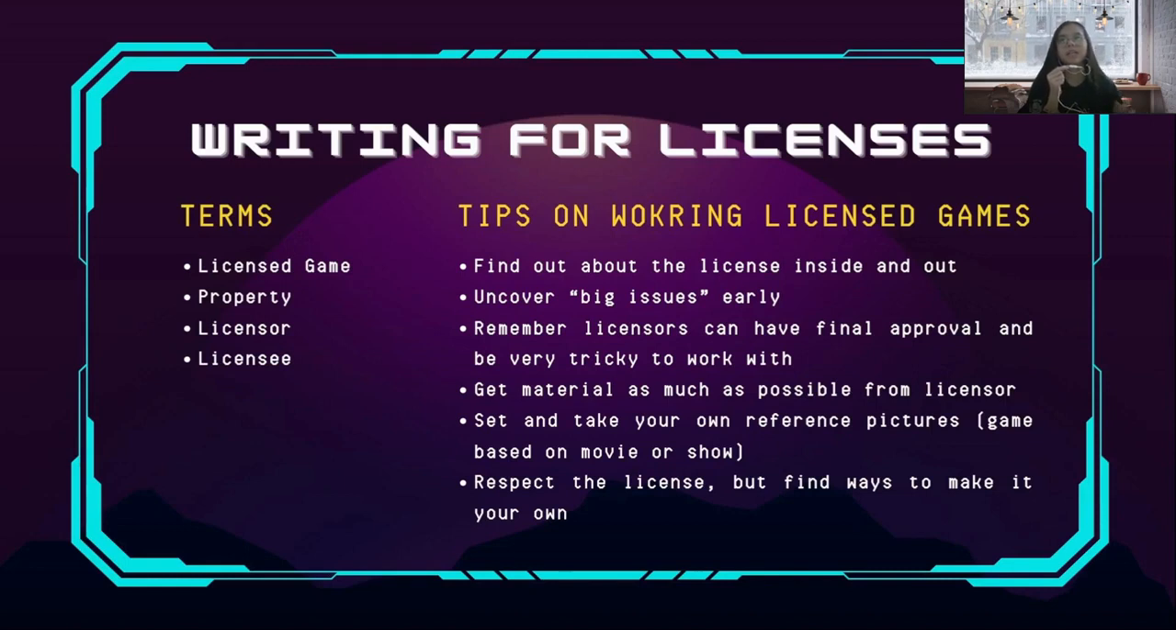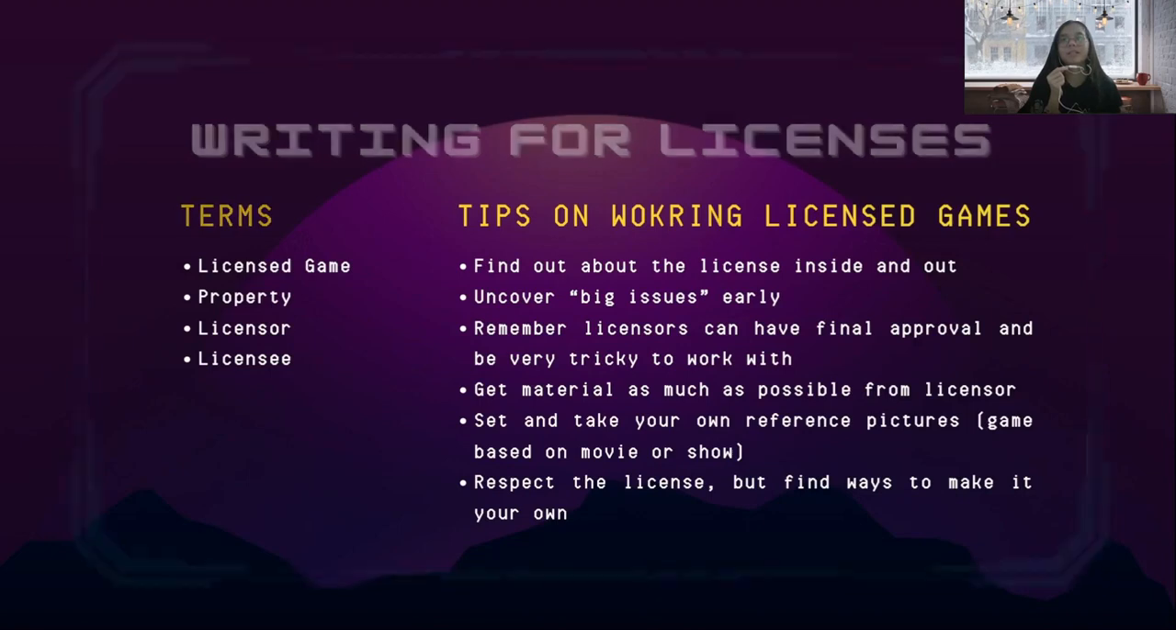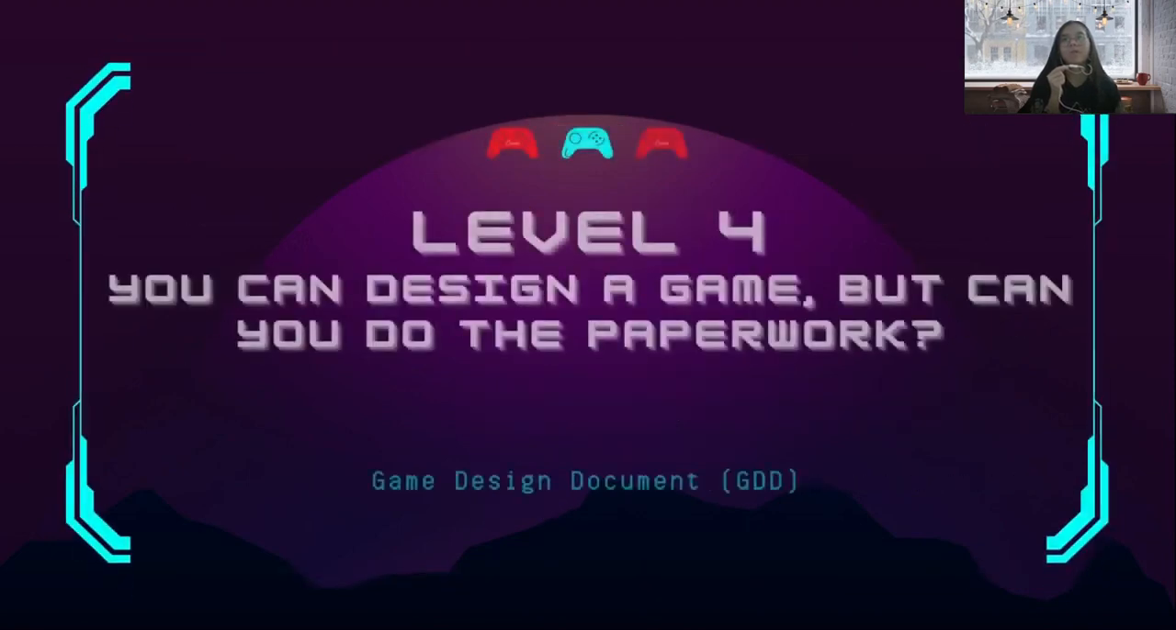These are some tips on working on licensed games. First, find out about the details of the license by going as deep as possible, and then respect the license by finding ways to make it your own. Don't be afraid to bring your own interest to the project, as it may fit better with the brand license. Moving on to the next level, we will discuss the game design document, which is the GDD.